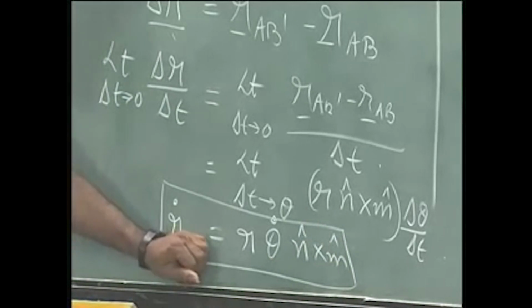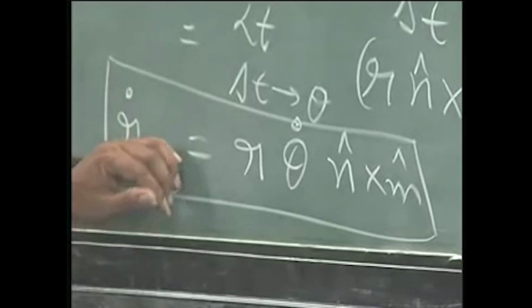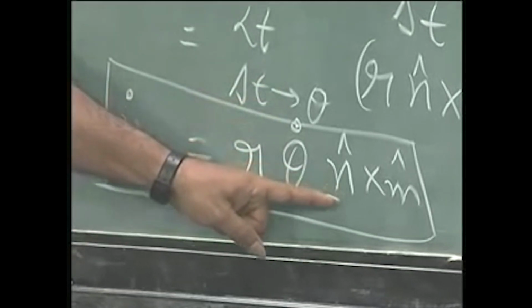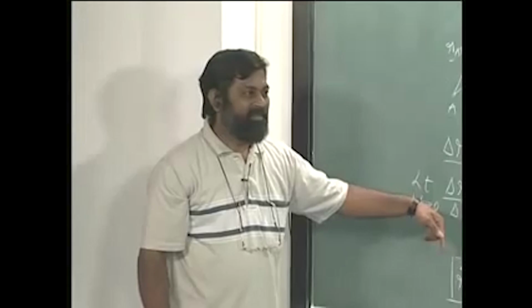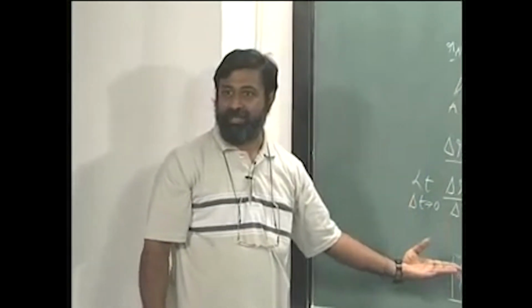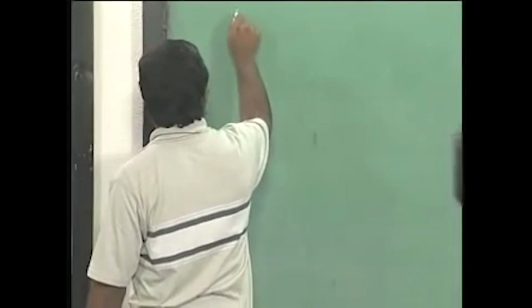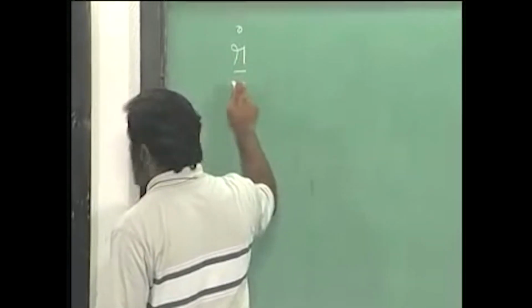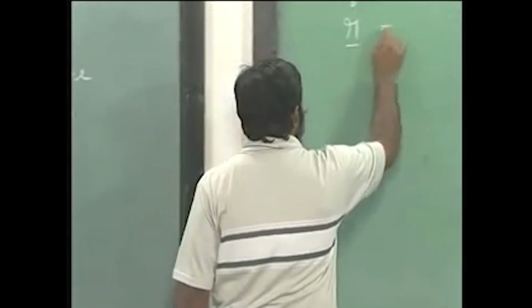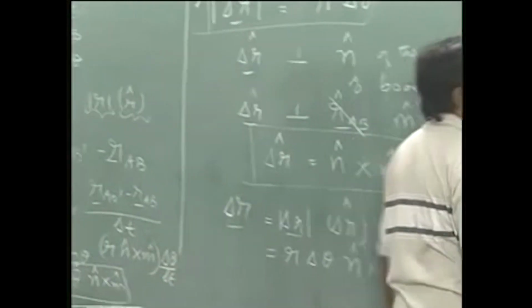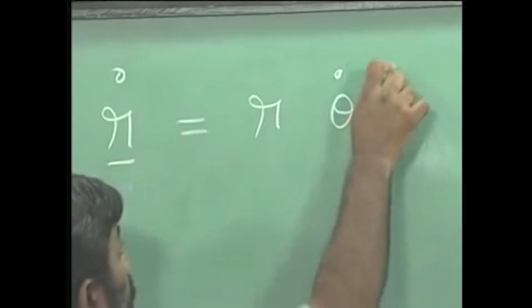I can just drop this and say r dot instead of r dot AB, so r dot is equal to r theta dot n cross m. Okay, we are not done yet. We just need one more step so that we understand what is happening here. Okay, so far so good. Let us just look at it again, and therefore, I have r dot. What is r dot? It is the derivative of the vector r. That is equal to, borrowing from this, r theta dot n cross m.